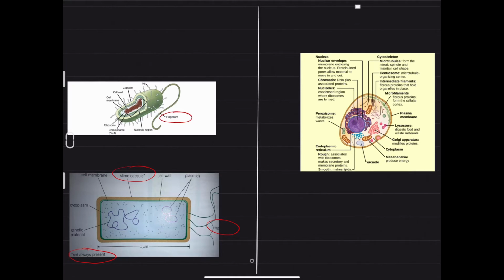Okay, so here I want you to be familiar with the various features. So you may want to pause the video at this point and take a good look at the labels, look at the internal cellular organelles, and also look at how the genetic material is being stored within these types of cells.